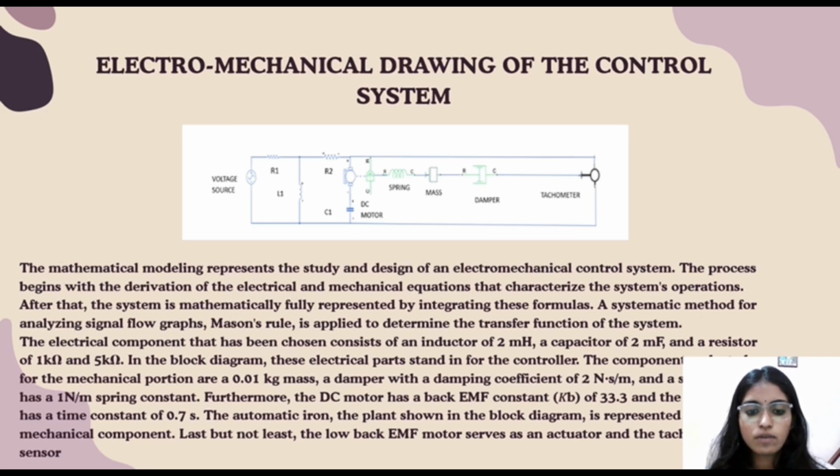Furthermore, the DC motor has a back EMF constant of 33.3 and the tachometer has a time constant of 0.7 second. The automatic iron, the plant shown in the block diagram, is represented by the mechanical component. Last but not least, the low back EMF motor serves as an actuator and the tachometer as a sensor.